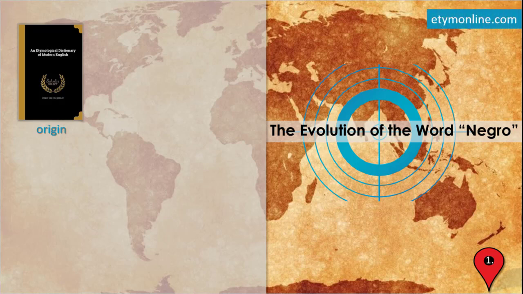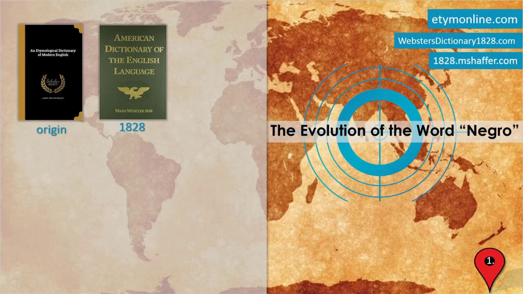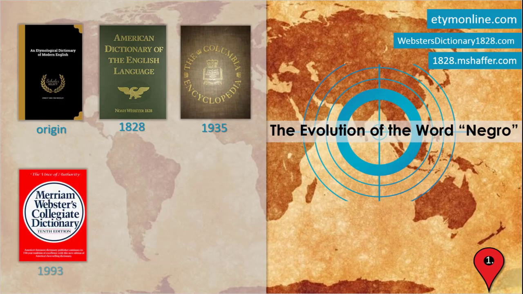Next, I use dictionaries to learn the precise meaning or significance of the word, which is its definition. I start with the earliest published dictionary available, the 1828 Noah Webster Dictionary. You can purchase a hard copy for your personal library. However, I use free online sources at WebsterDictionary1828.com or 1828.mshaffer.com. Other dictionaries I use are a 1935 Columbia Cyclopedia, a 1993 Merriam-Webster's Dictionary, and an online source at thefreedictionary.com. These are the earliest copy dictionaries I have.